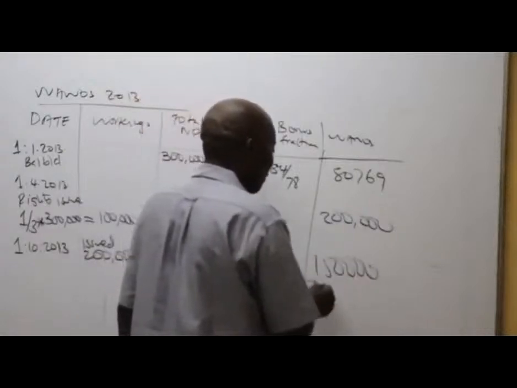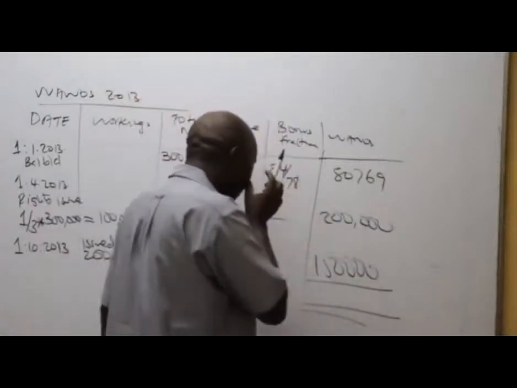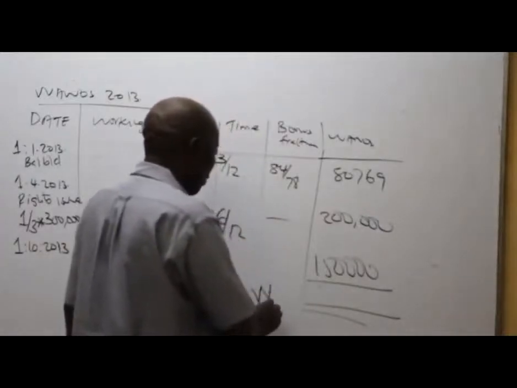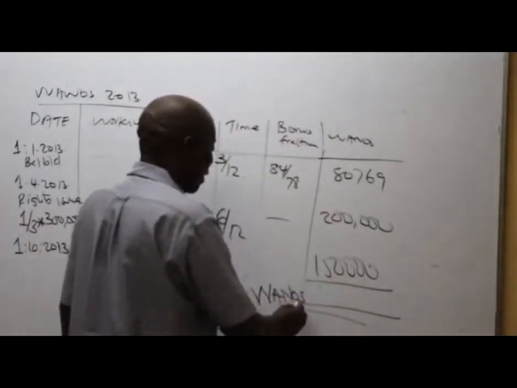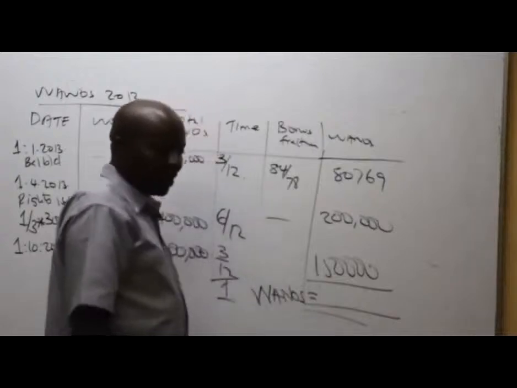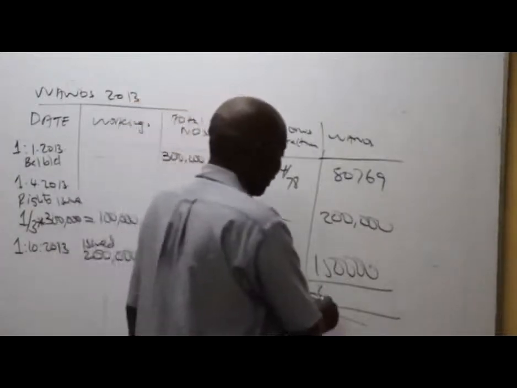Therefore, the total one-nos, itakuja kuwa ngapi? 430,769.